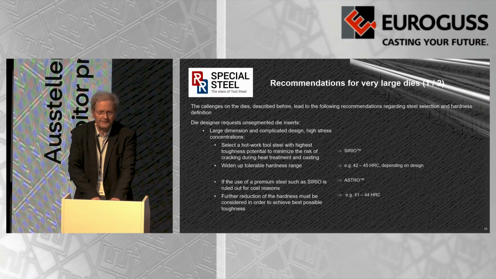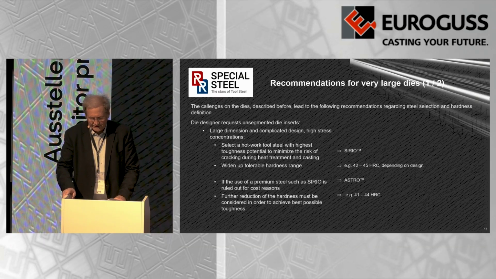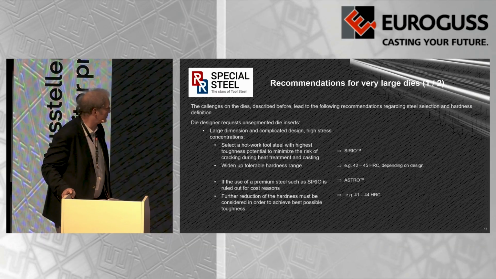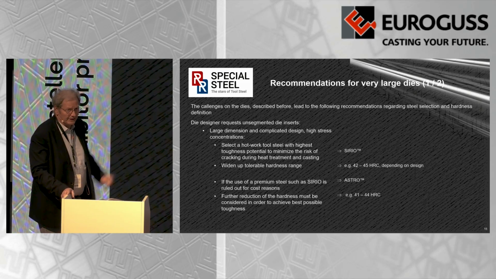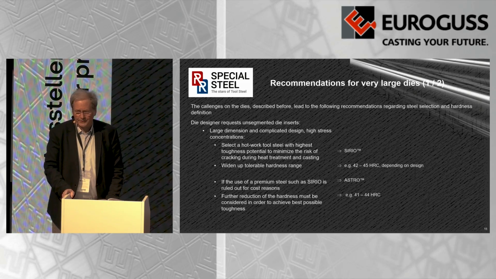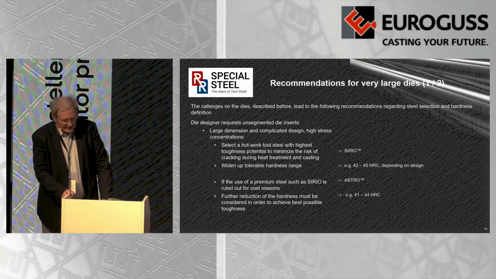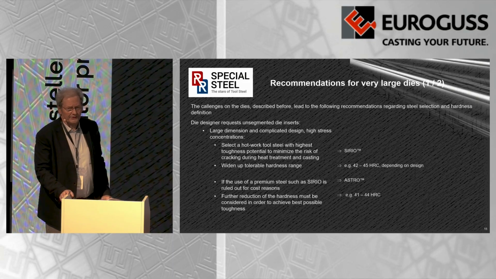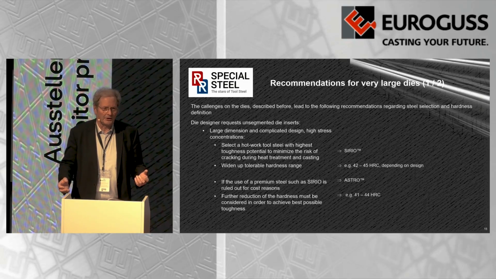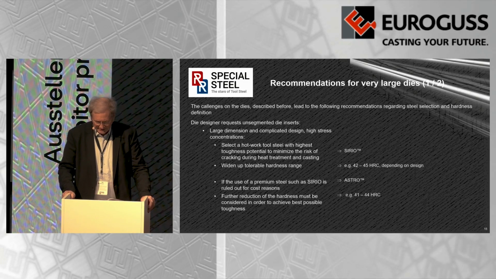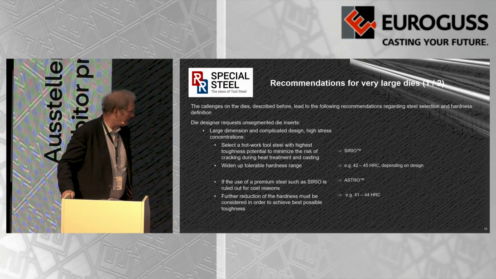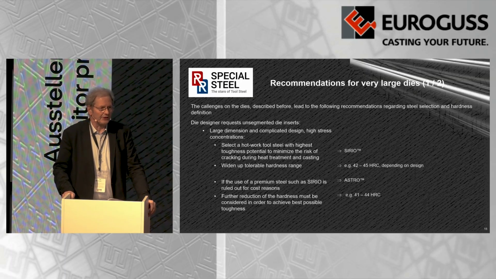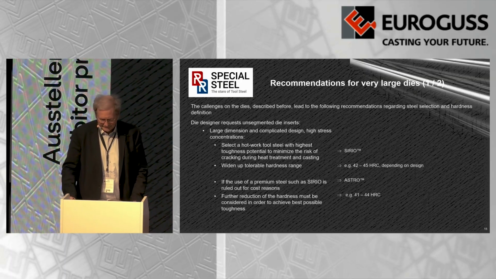If, for any financial reason, Sirio grade is not the selected material, then one should take Astro, the equivalent to the grade 1.2343. But then you should keep in mind that you should lower the hardness a little more to gain a little more toughness from that material. In this case, I mentioned 41 to 44 Rockwell-C, but again, this also depends on the design of the die.